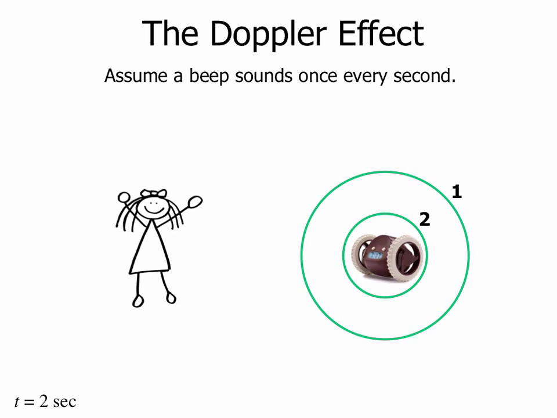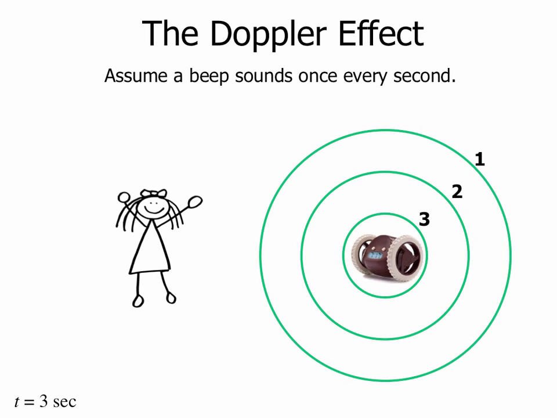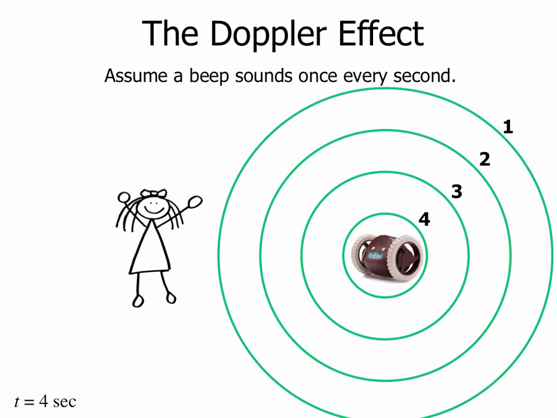So a second later, the first beep will have moved further away from Clocky, and the second beep will have started and still be centered on Clocky. A second later, we will have a third beep. So again, beep 1 has now moved out even further. Beep 2 is moving outward from where it started. Beep 3 is moving outward from where it started. And a second later, again, this continues.